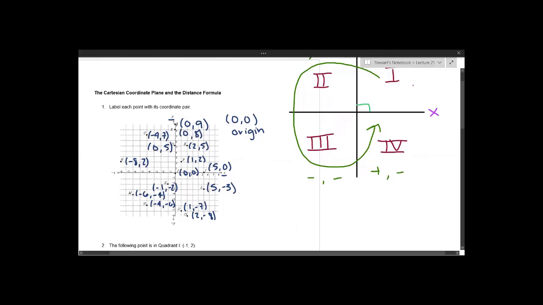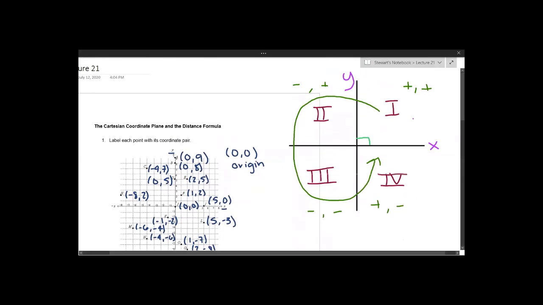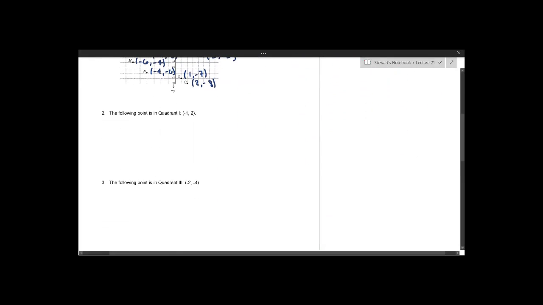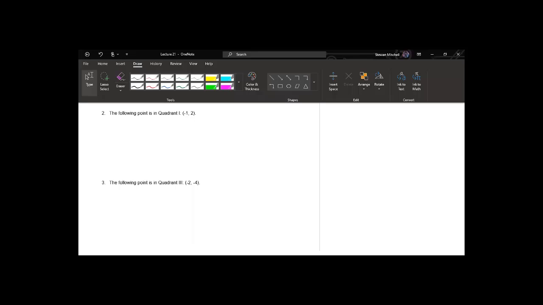So we can see all the points are labeled. And now the next questions will be dealing with the quadrants. So keep them in mind. Remember, we start in the left and we go around counterclockwise to count up the quadrants. Okay, so the following point is in quadrant 1, -1, 2. All of the next ones are true or false questions. We have to evaluate that for ourselves.